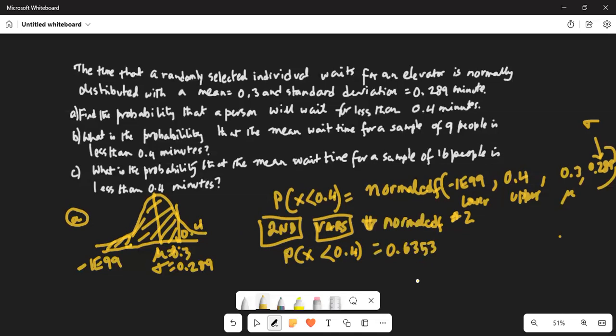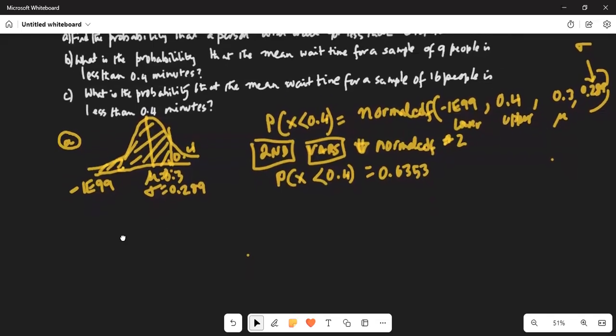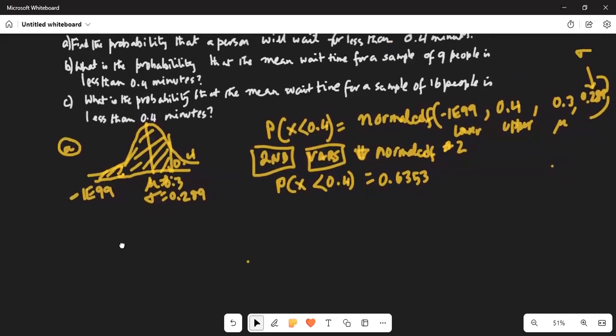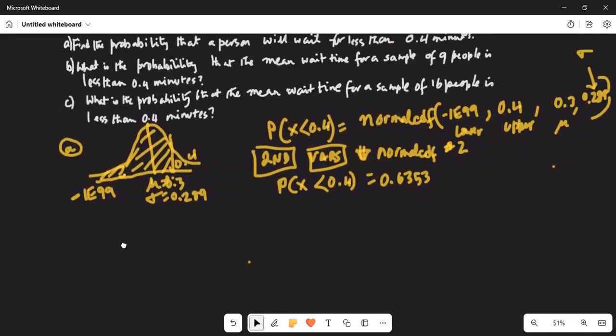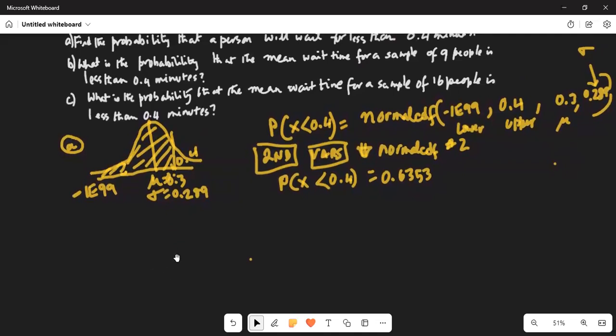Now we will jump to part B. Let me create some space. Part B says, what is the probability that the mean wait time for a sample of 9 people is less than 0.4 minutes? So now we are talking about the sampling distribution of the mean. Part B is the sampling distribution of the mean.